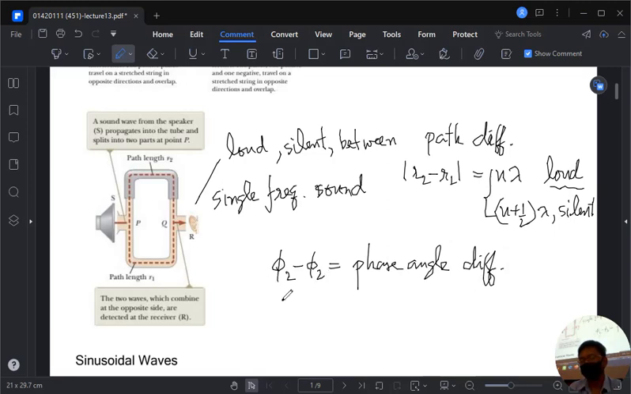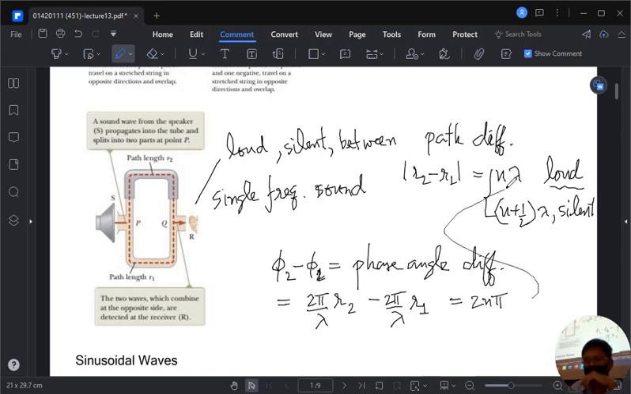Okay, which is accidentally equal to 2 pi over lambda times R2 minus 2 pi over lambda times R1. And if this is equal to 2n pi, it's going to lead you to this condition up top. And we're going to call it constructive interference. If you do something constructive, it's good. It's good for everyone. Constructive interference. This is called destructive interference.